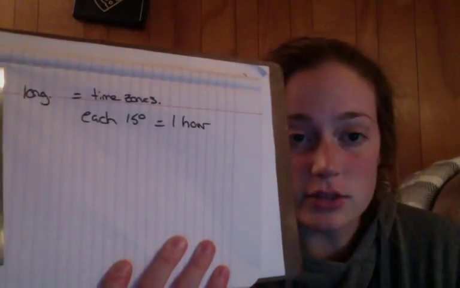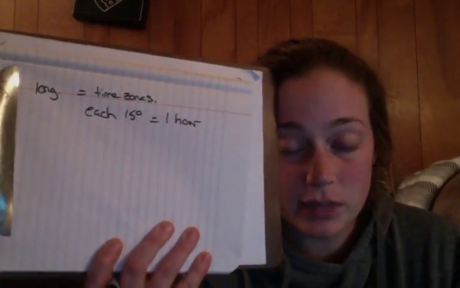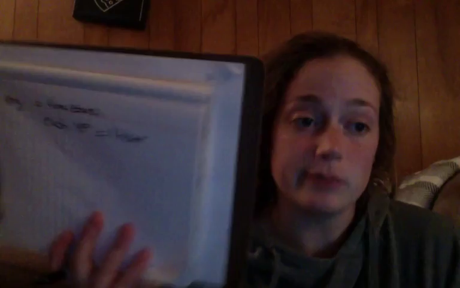So each 15 degrees equals 1 hour. So remember there was a question about that. So longitude equals time zones. Each 15 degrees of longitude, again, not latitude, longitude, is 1 hour. And the other important thing we need to remember is that east is ahead and west is behind.